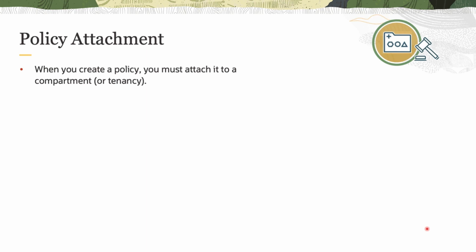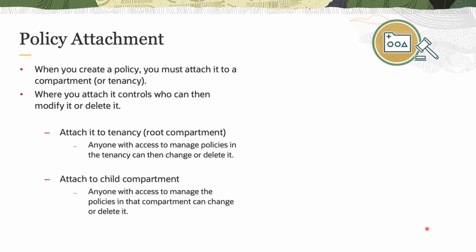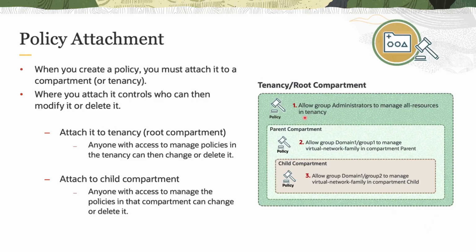When you create a policy, you have to place that policy in a particular compartment. You can either attach it to a particular compartment or to a tenancy or root compartment. Where you attach a policy controls who can then modify or delete it. For example, here policy 1 is attached to the root compartment, policy 2 is attached to the parent compartment, and policy 3 is attached to the child compartment. So any user who has permission to manage policies in these compartments can update or delete these policies.